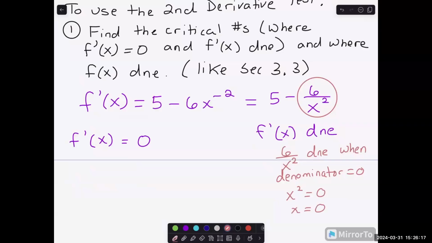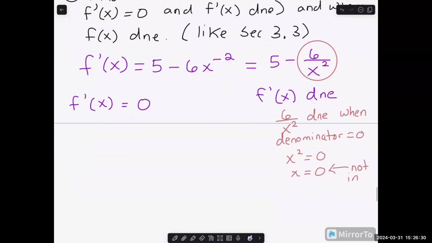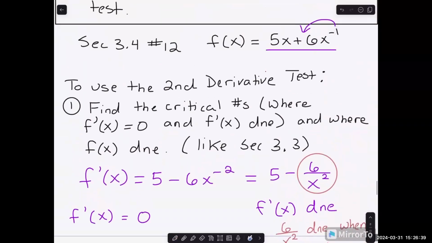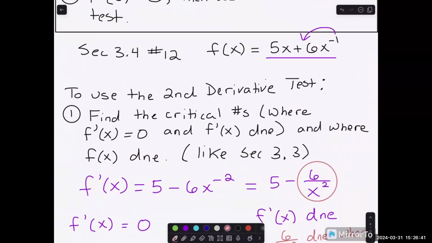So for the does not exist part, x squared equals 0, which means that x equals 0. It turns out that x equals 0 is actually not in the domain of our function, so it can't be a maximum or a minimum. What I mean by it's not in the domain is, if we go to the original function, f of x equals 5x plus 6x to the negative 1.